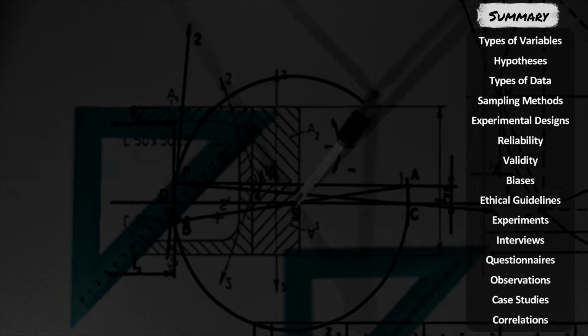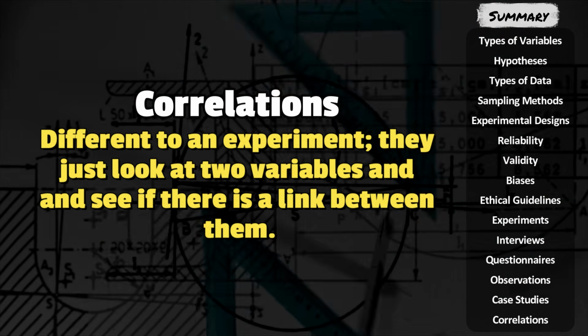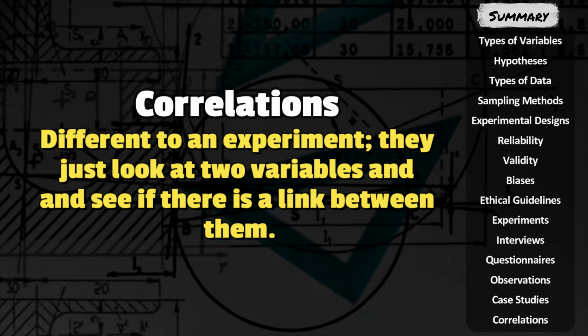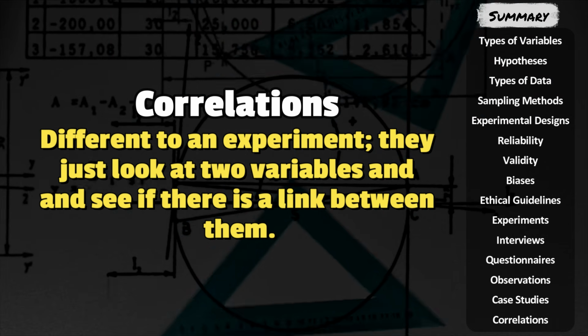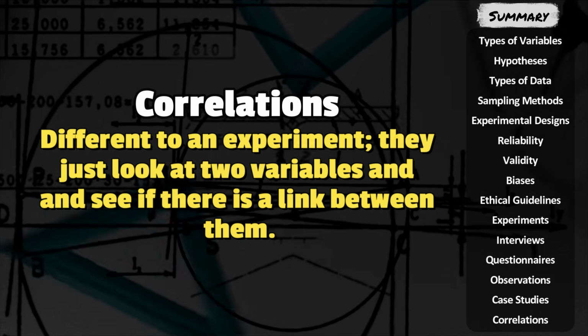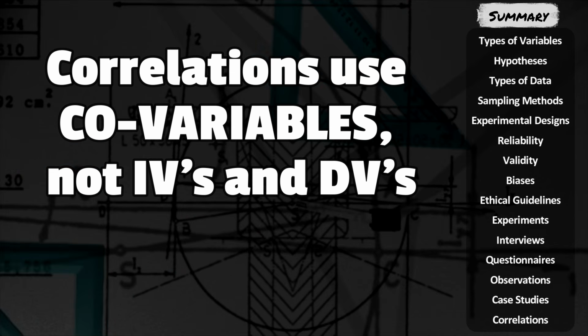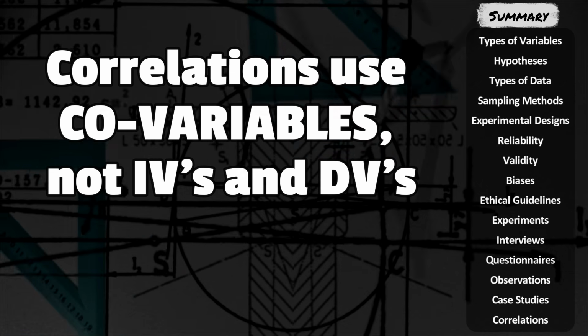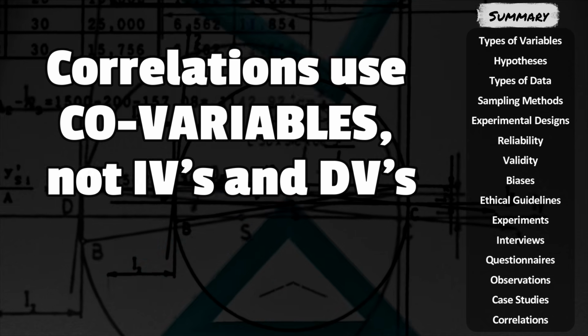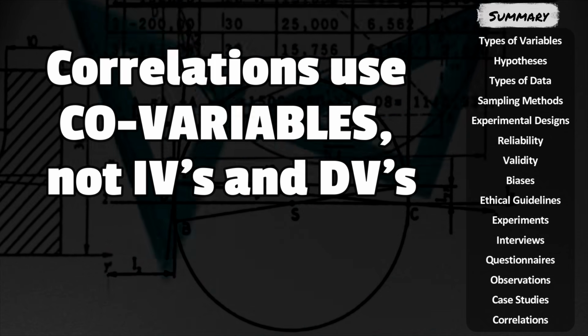Finally, we move on to correlations, which I would argue is one of the trickiest bits of GCSE research methods. It's so easy to get this mixed up. Correlations measure two covariables to see if there's a relationship between them. So, unlike experiments where we've got an independent variable and a dependent variable, we've got covariables. One isn't measured and one isn't manipulated. We just have two variables and we want to see if one goes up, does the other go up? If one goes up, does the other go down?